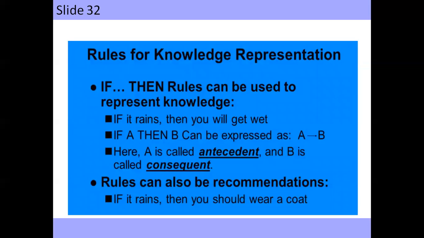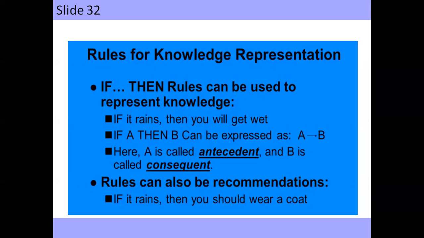So what is the rule for this particular representation? That is given with the help of rules for knowledge representation. Before starting with this, I just want to add a few steps on how forward chaining is carried out. If this happens, then that will be carried out. That means if-then rules can be used to represent knowledge. If it rains, then you will get wet. If A then B can be expressed as A implies B. Here A is called the antecedent, and B is called the consequent of A.